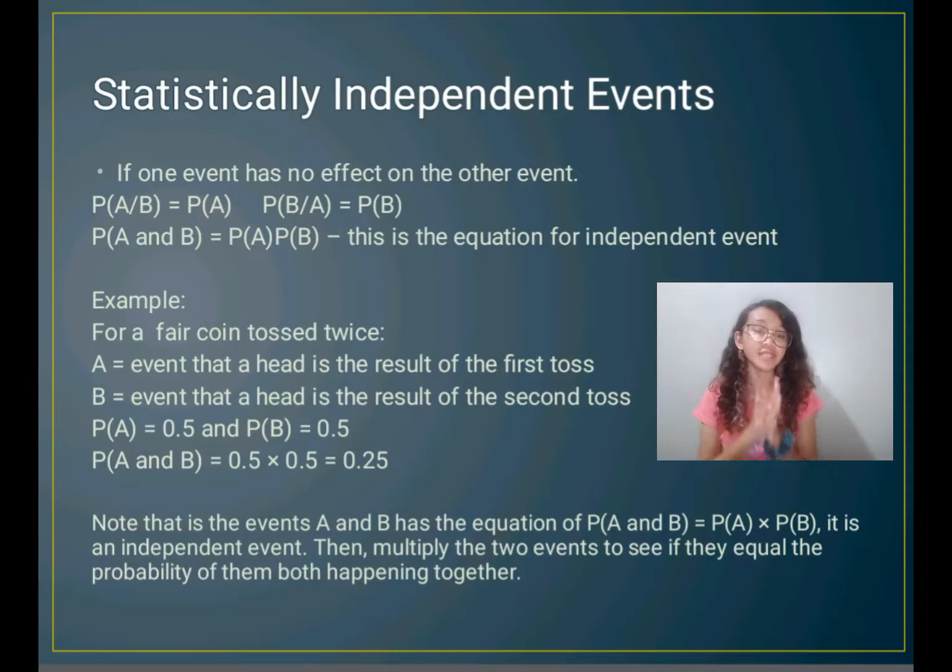So this is the equation for the independent event. P(A and B) equals P(A) times P(B). For example, for a fair coin tossed twice, A is the event that the head is the result of the first toss, and B is the event that the head is the result of the second toss. Event A is equal to 0.5 and event B is equal to 0.5. Multiply the two events and you'll get the result of 0.25.